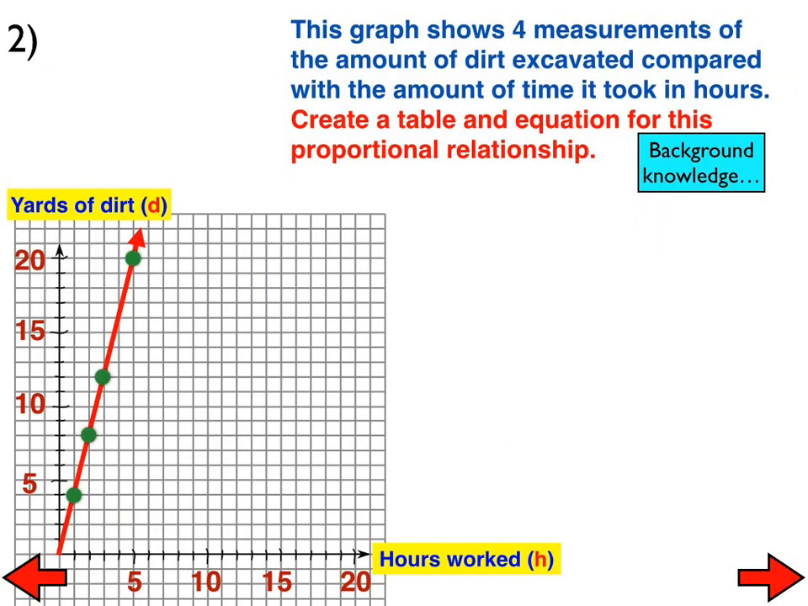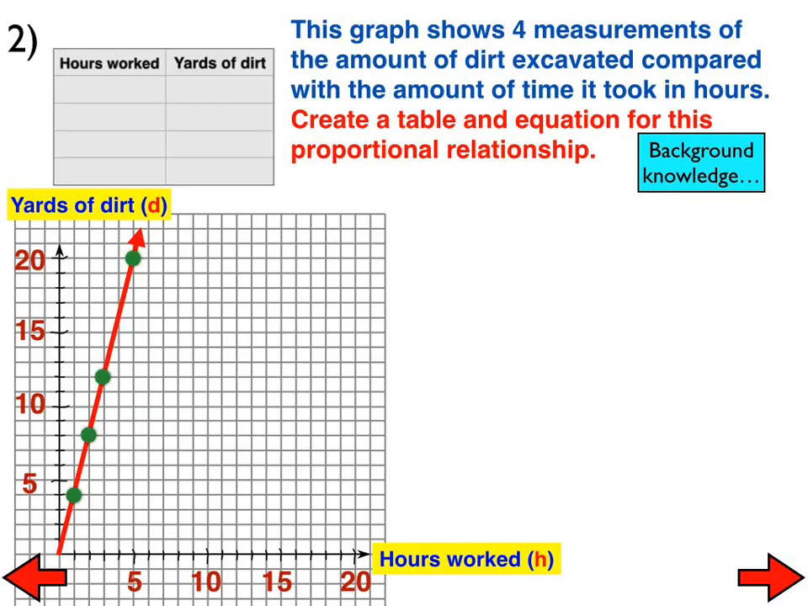And like this problem. This graph represents 4 measurements of the amount of dirt excavated compared with the amount of time it took in hours. If we had a graph and we wanted to create a table, well, the table would be easy, and we don't necessarily need the table to create the equation. We could find the equation from the data right there. But if I wanted to do a table, I could, and all I'm doing is plotting or putting all the ordered pairs that are plotted into this table.